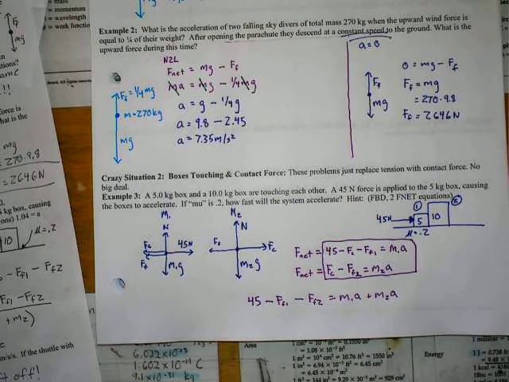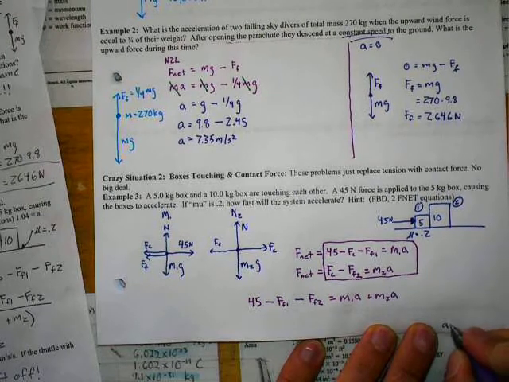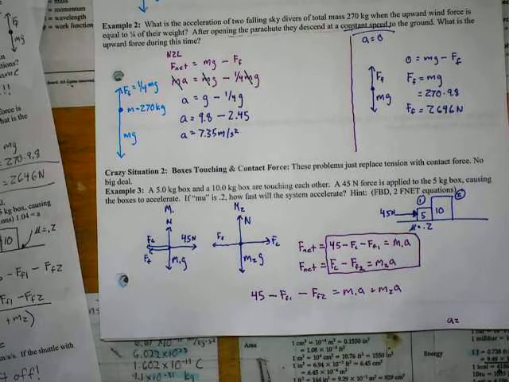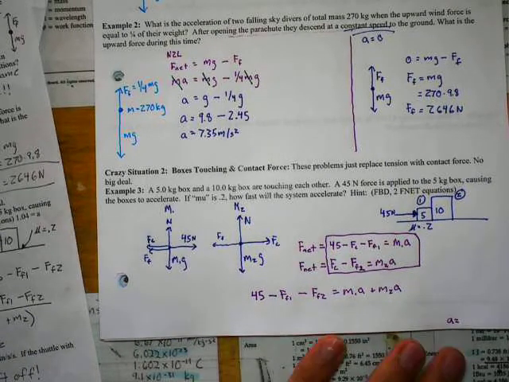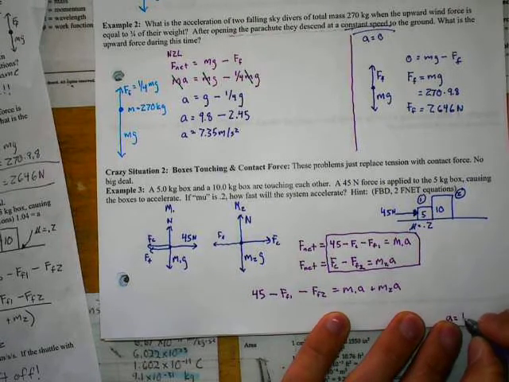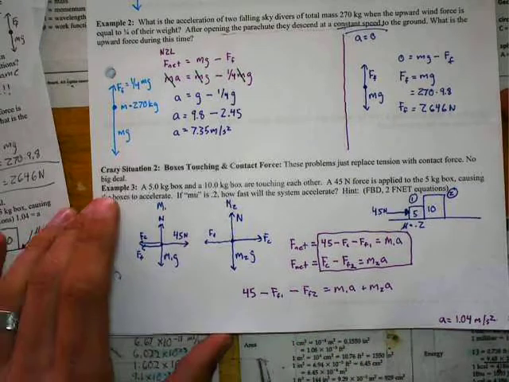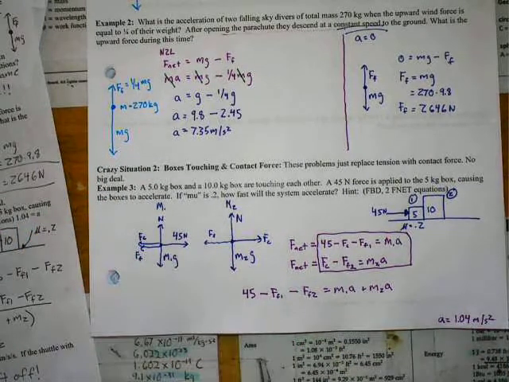Okay, so pause the video now and finish the problem and get a value for acceleration down here. All right, pause it right now. Okay, if you did it correctly, the acceleration is 1.04 meters per second squared. Okay, and I'm not actually going to go through the rest of it. I'll let you rearrange until you get it correct on your own.